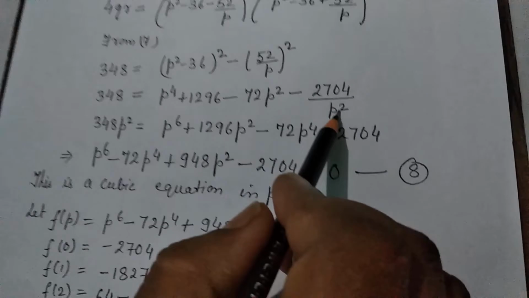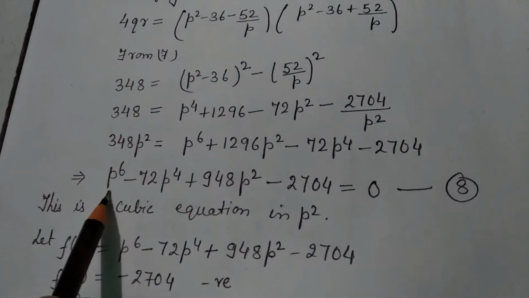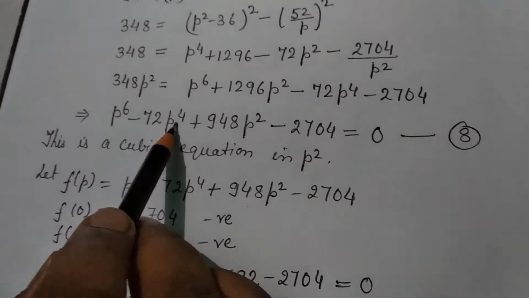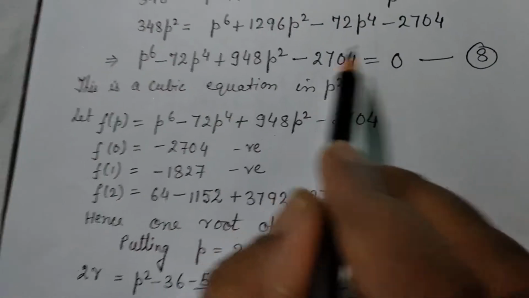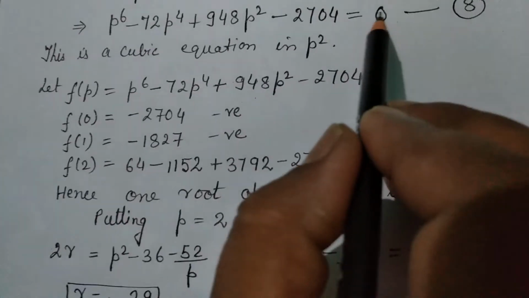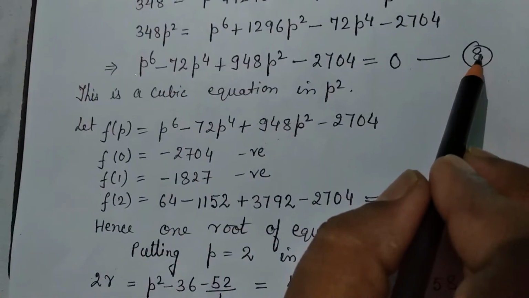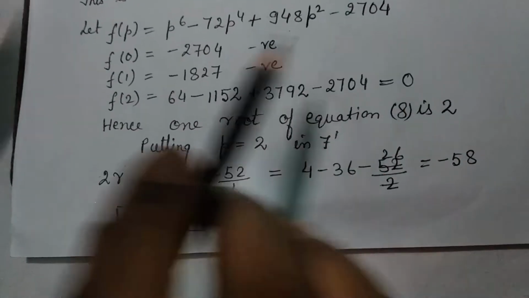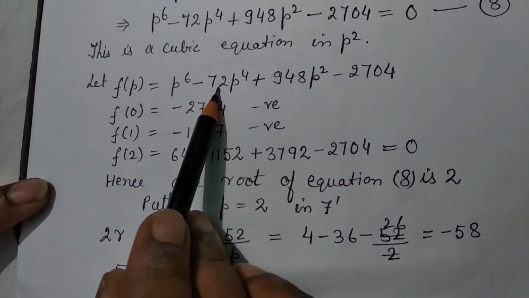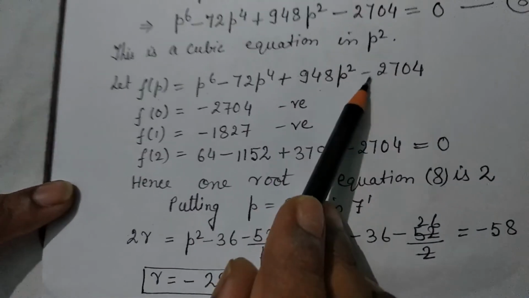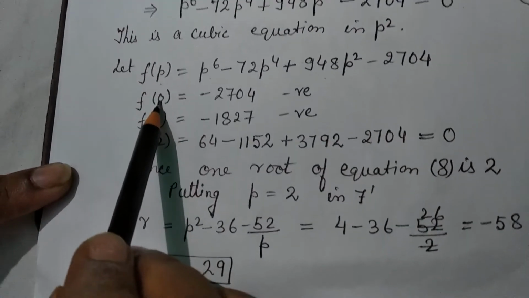2704 by p square. On further solving this, we will get p to the power 6 minus 72p to the power 4 plus 948p square minus 2704 is equal to 0. We'll take it as equation number 8, and this is a cubic equation in p square. Now let f(p) be equal to p to the power 6 minus 72p to the power 4 plus 948p square minus 2704. So we'll put the value of p to be 0.